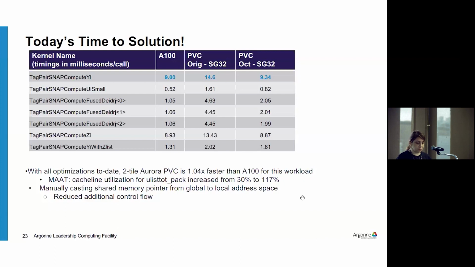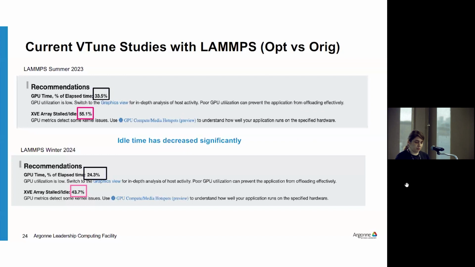And if you look at the tools, for example Math, which is the memory tool, it tells you the cache utilization for the total, which is one of the ways that stores the arrays, increasing from 30% to 117%. And casting the shared memory pointers from global to local helped with reducing the additional control flow. This is another way of looking at VTune: the top level shows 33% of usage, and then it comes back to 24%. The ideal is a lower number, so lower is better.